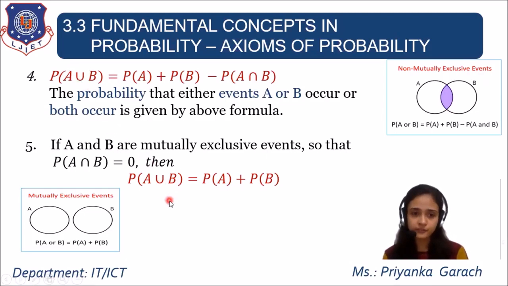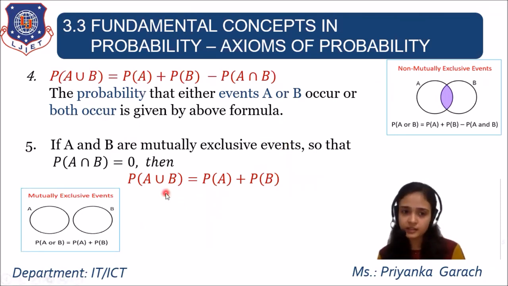So for finding the probability of A union B, you have two formulas, rule number 4 and 5. Rule number 4 is true for non-mutually exclusive events, and rule number 5 is true for mutually exclusive events. So if you are given a numerical, you have to observe whether the events are mutually exclusive or non-mutually exclusive, and based on that, you can make use of the formula.